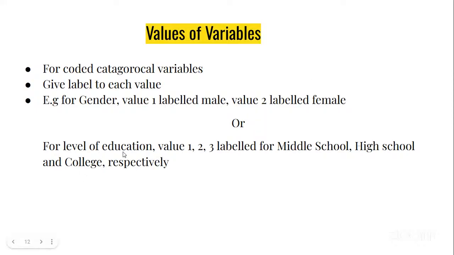And then comes the level of education. This is another type of categorical variable where we have values 1, 2, 3. But this time it has to be in an order. The minimum level of education is middle school, so the value of 1 is going to be middle school. Then 2 is going to be high school. And then the highest level of education amongst these three is college, so level 3 is going to be college.